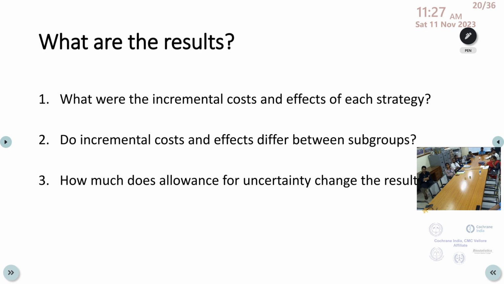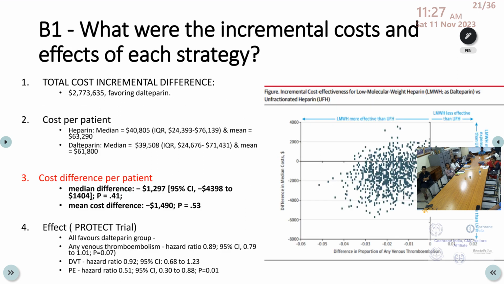So knowing these terms, we'll come to what the study looks at. This is what are the incremental costs and effects of each strategy. I'll come to each of these points. The first one looks at total cost incremental difference. If you look at all the units of dalteparin used in all the patients, and the cost per unit, you multiply and get the value. At the same time, they do the same for the cost analysis and the amount of product used for heparin. The total difference is the total cost incremental difference.